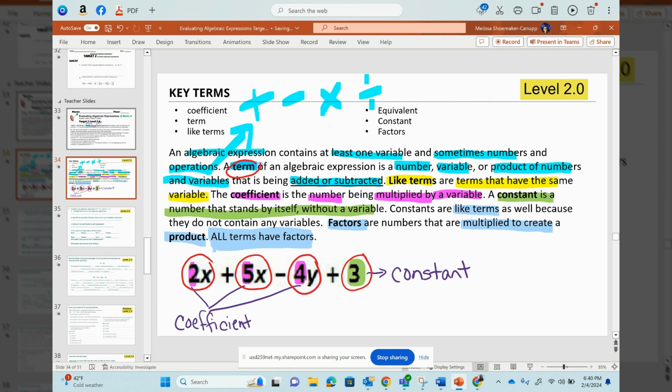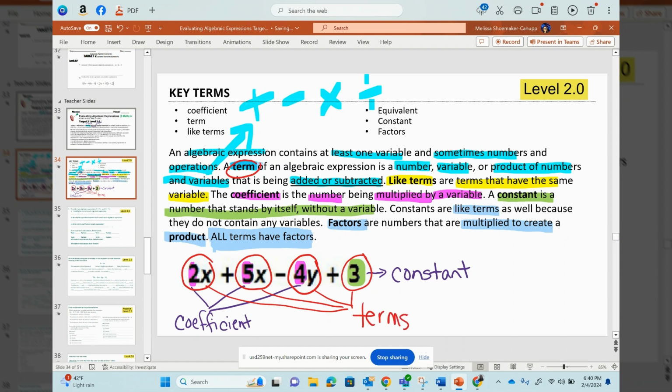Well, we know when the 4 and the y are being smashed together, they are being multiplied to each other. So that is a product of numbers and variables. Okay, we can see the addition and subtraction throughout. All of the red circled items are terms. So there's 1, 2, 3, 4 terms.